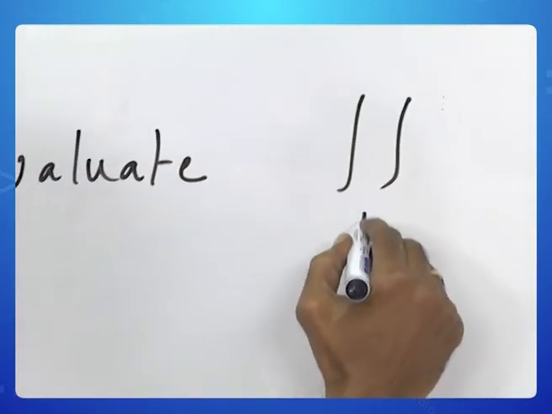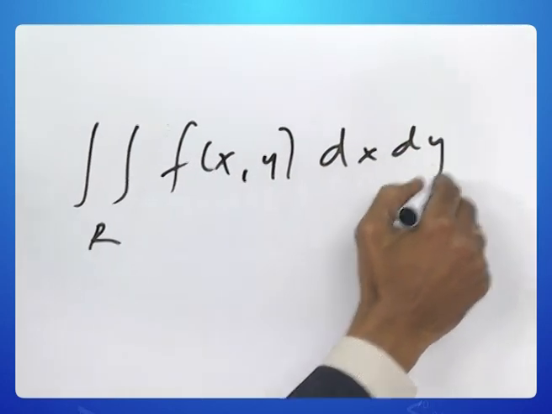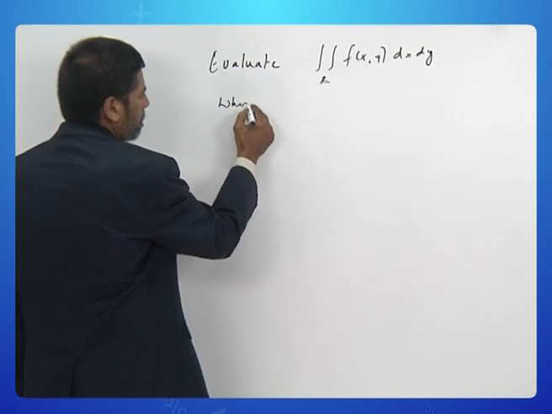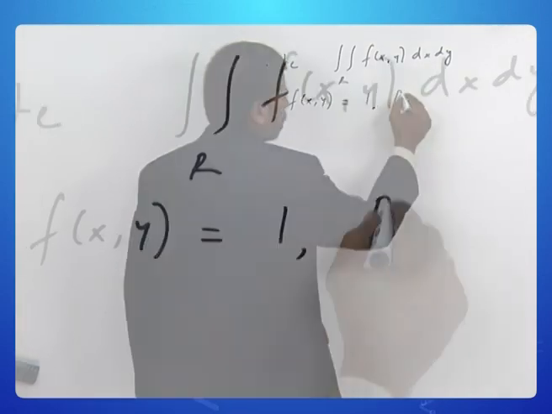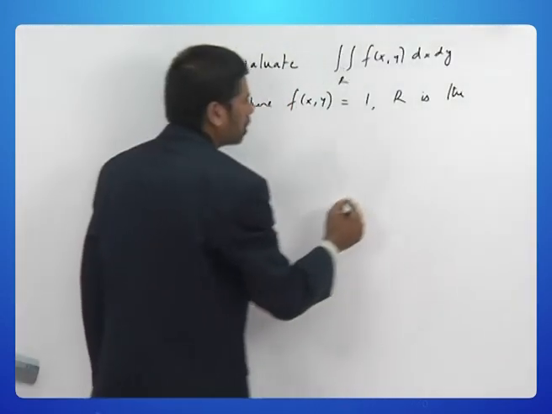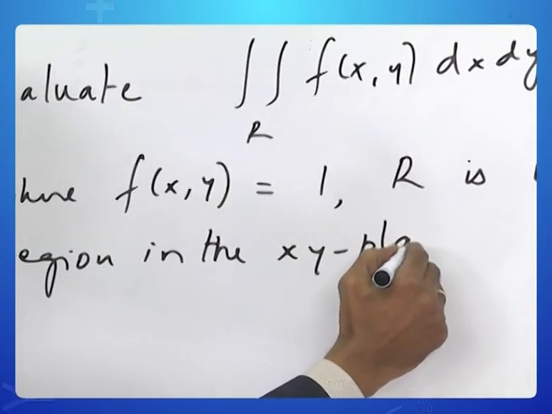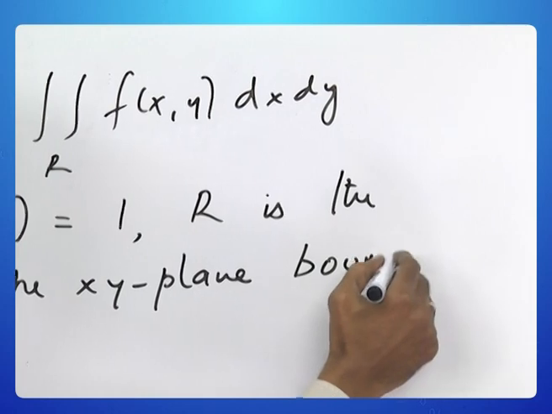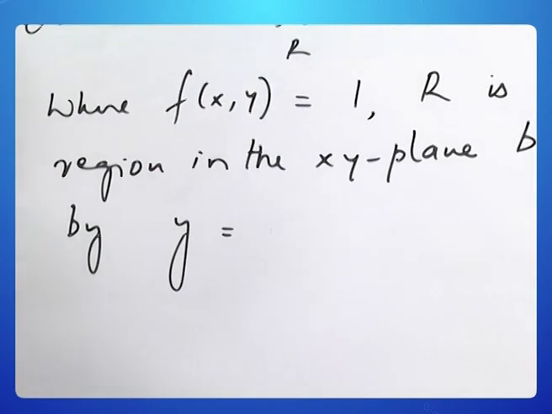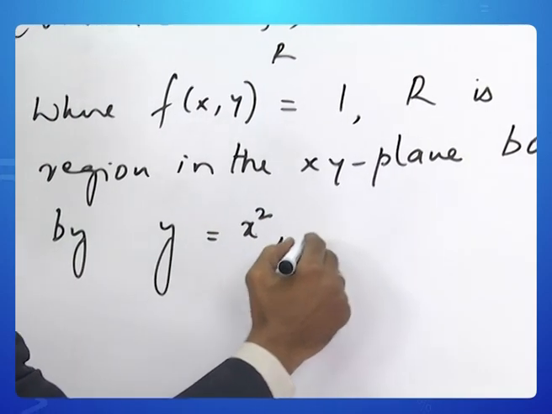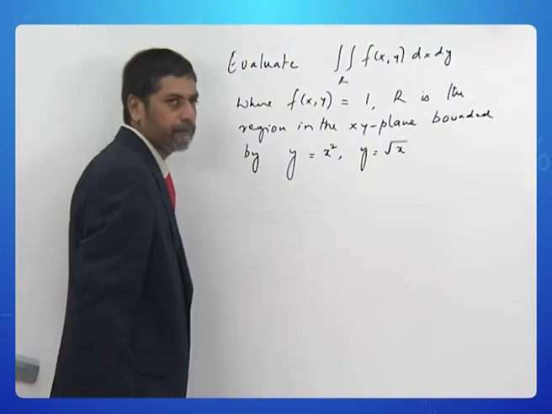Evaluate the double integral over R of f of xy dx dy, where f of xy is equal to 1, R is the region in the xy plane bounded by y is equal to x squared and y is equal to root x. Suppose this is the problem.